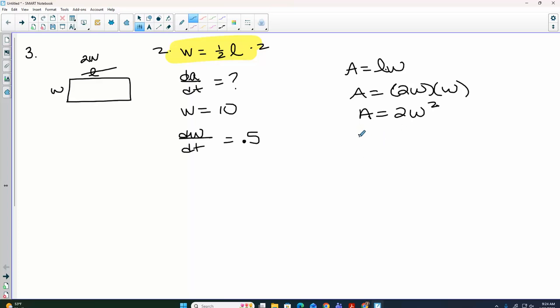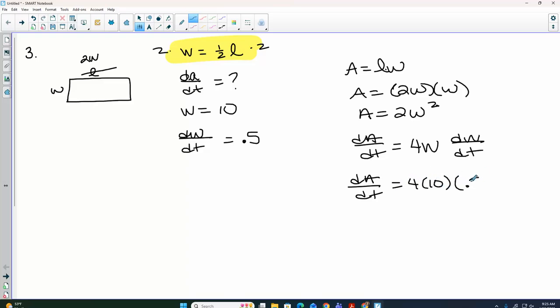Now we can do our derivative. Derivative of A is dA dt. Derivative of 2w squared becomes 4w, but every time I do the derivative of a variable, what do I put with it? d something dt. Derivative of w would be dw dt. So then we plug in our stuff. So w is 10, dw dt is 0.5. So 40 times 0.5 would be 20.